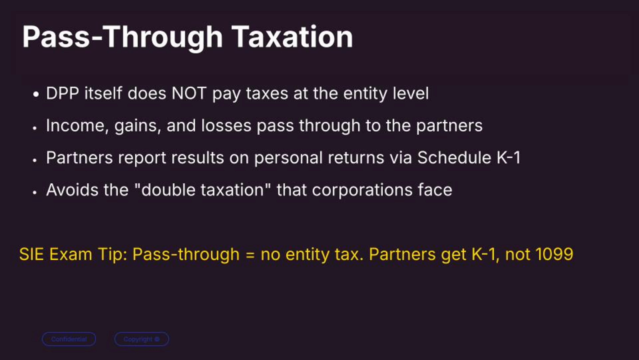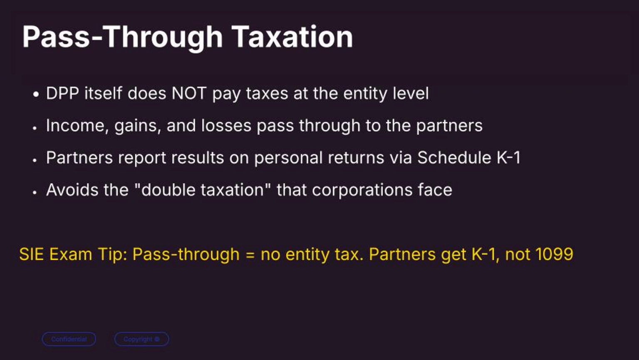Pass-through taxation is the headline benefit of a DPP. So let us slow down here. A regular corporation gets taxed twice. The company pays corporate tax on its profits, and then, when it pays a dividend, the shareholder pays tax again. That is double taxation. A DPP avoids that.